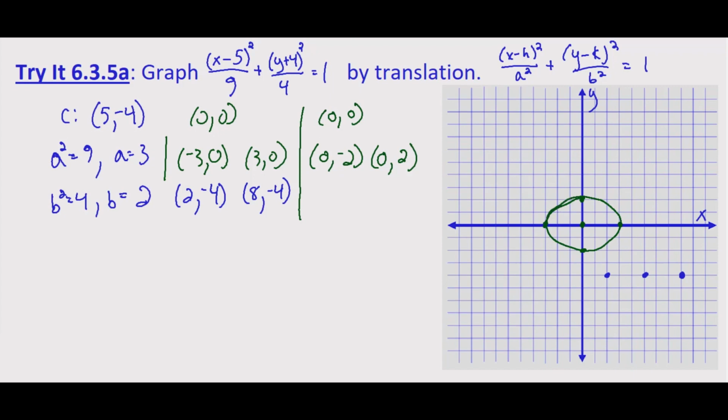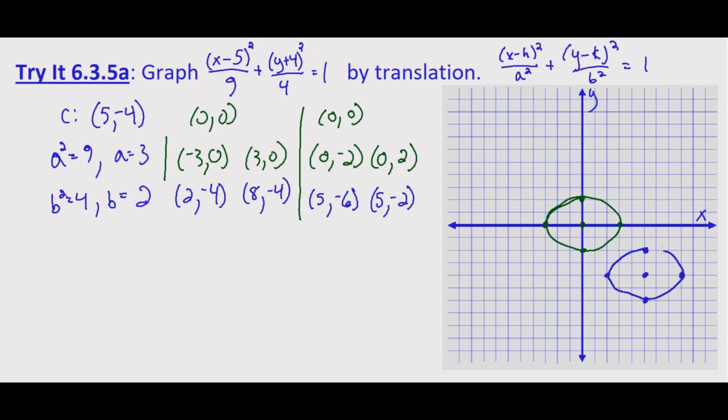Now for our ellipse that's centered at (5, -4), again, we're going plus 5 in the x direction, so 5, and -4 in the y direction, so -2 minus 4 is -6. And then with (0, 2), 0 is still the same, so we're at 5, and then 2 minus 4 is going to be -2. So we're at the points (5, -6) and (5, -2). And then there is our translated ellipse.